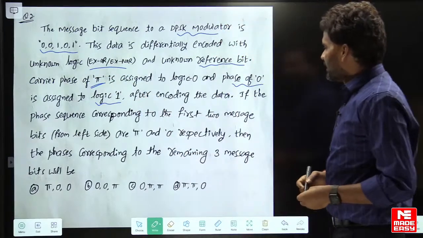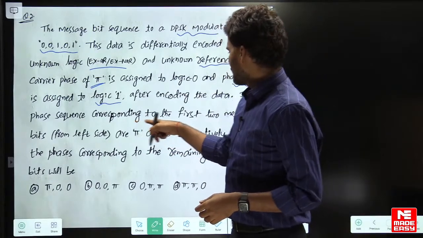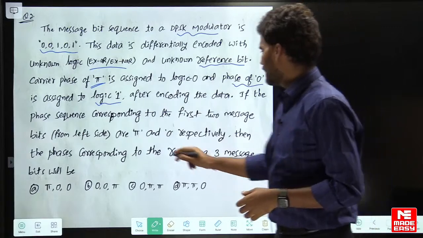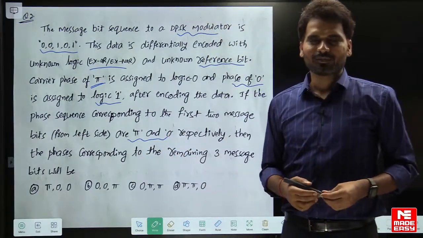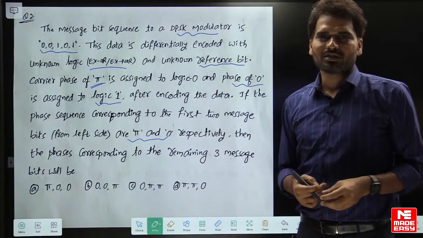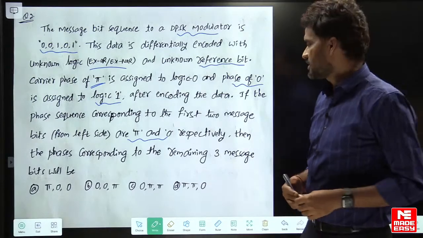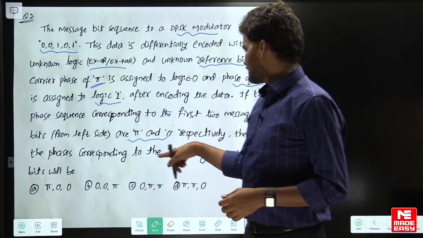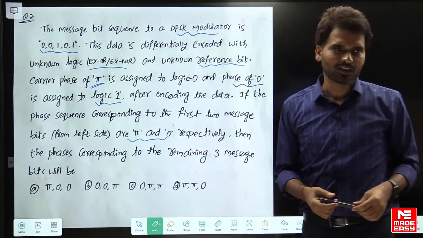After encoding the data, the phase sequence corresponding to the first two message bits, from left to right, is pi and 0. So after performing differential encoding, if the phase sequence for the first two message bits is given as pi and 0 respectively, then we have to find out the phases corresponding to the remaining three message bits.